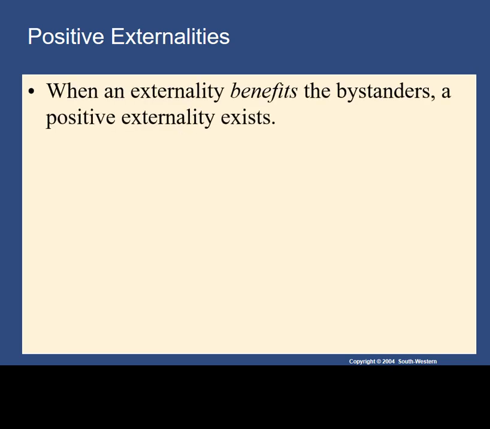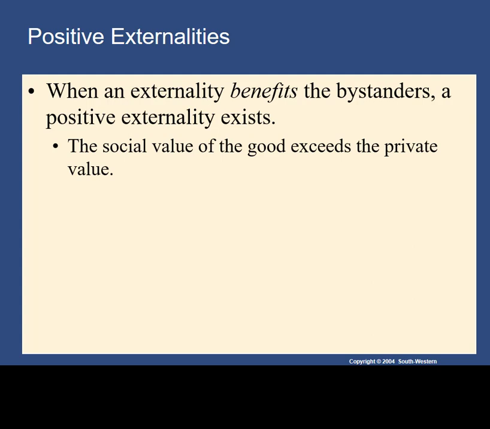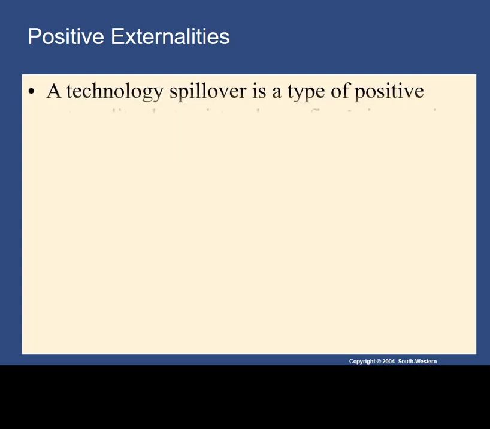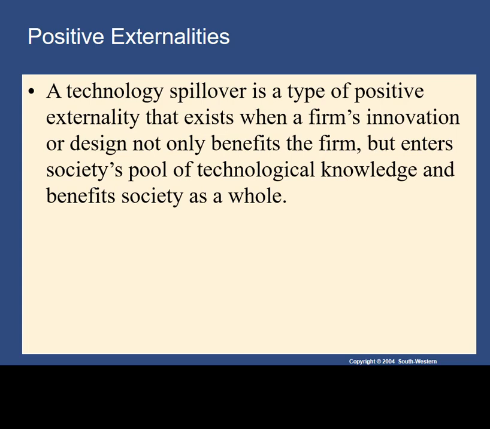So now we'll move to the idea of a positive externality. The positive externality, remember, is an external benefit to third parties, and then the social value of the good exceeds the private value. And one example is, again, a technology spillover. So when a firm designs something new, or it's designed by a university, it enters that pool of technological knowledge, and society as a whole benefits from that.